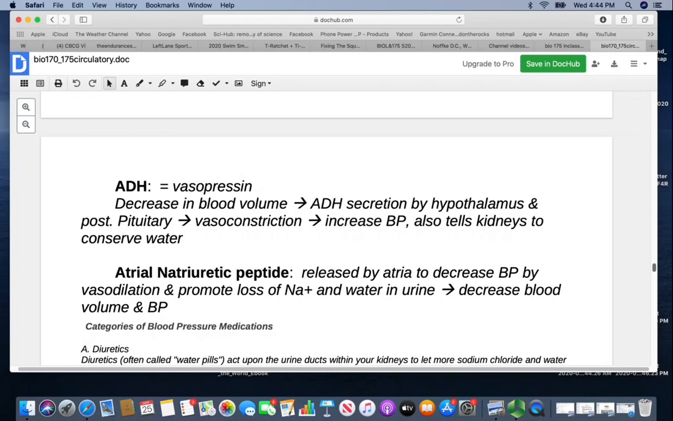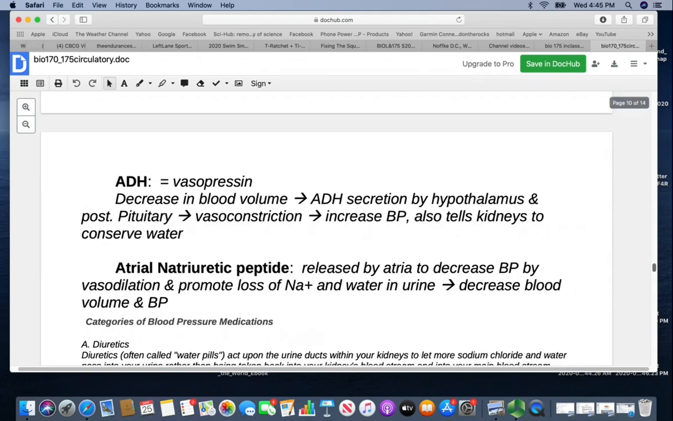Atrial natriuretic peptide is going to be the only one that decreases blood pressure. This is released by the atria to decrease the blood pressure by vasodilation and promoting the loss of sodium and water in the urine. This will decrease the blood volume and therefore the blood pressure.